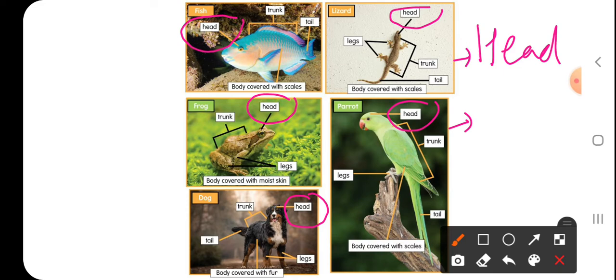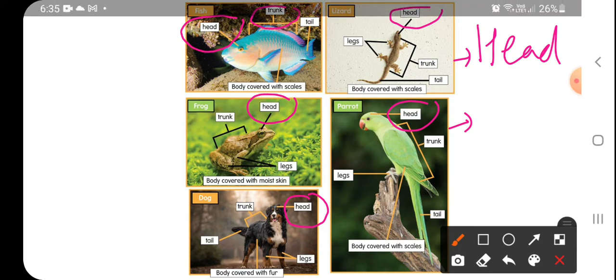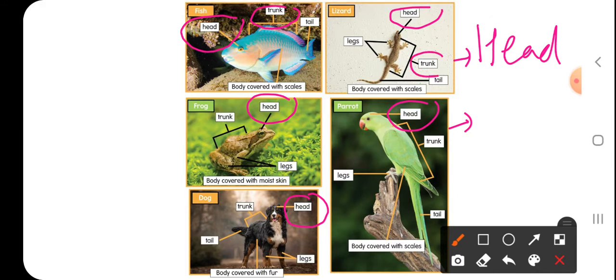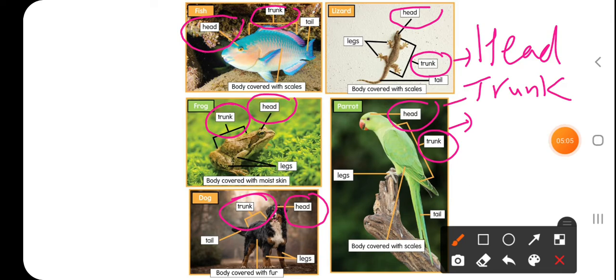Okay, and now one more feature that is common in all the animals' bodies is the presence of a trunk. Here also you will get the trunk. Here also trunk is there. Here also trunk is there. So trunk is another common feature that you will find in the living organism's body.